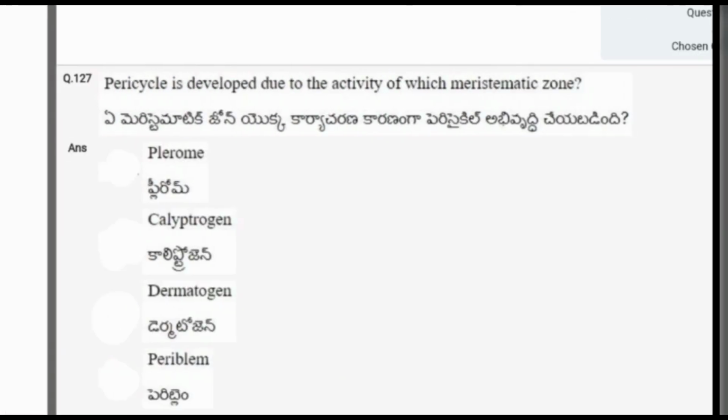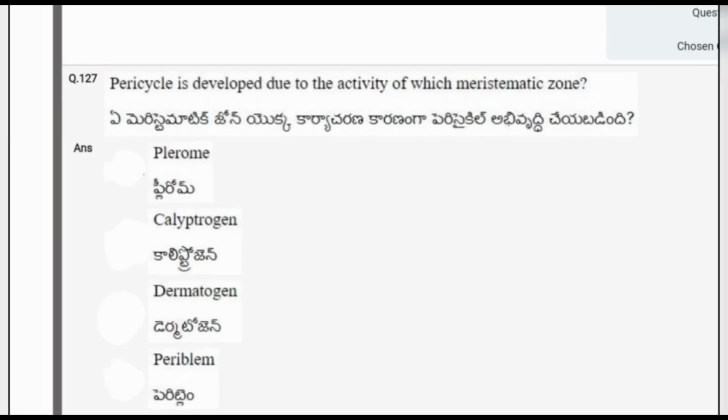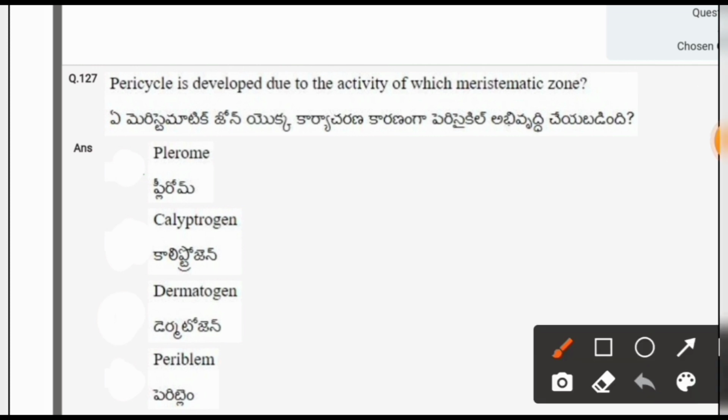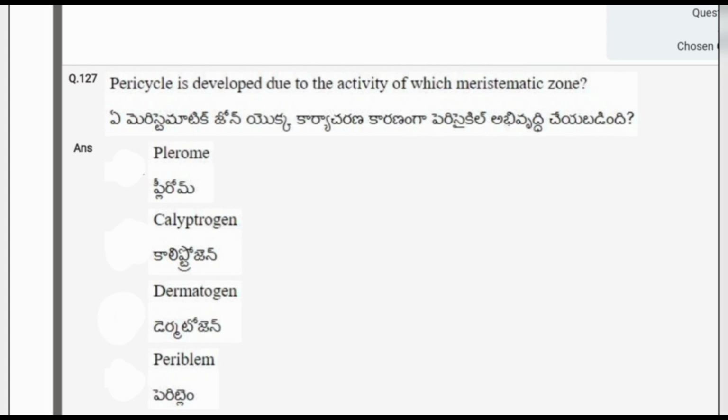Next question. Pericycle is developed due to the activity of which meristematic zone? The options are plerome, calyptrogen, dermatogen and periblem. The correct option is plerome.